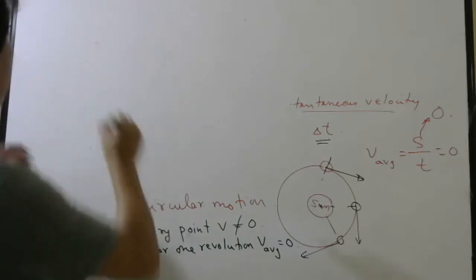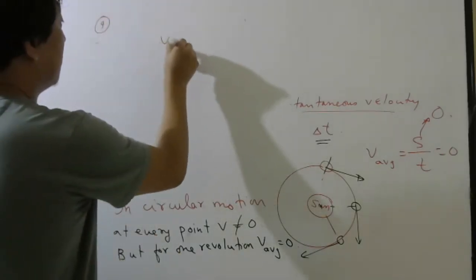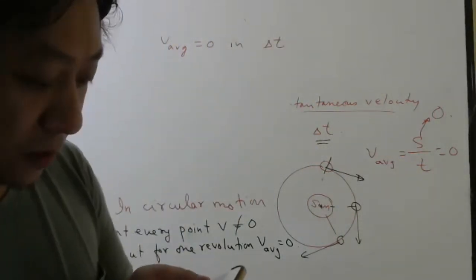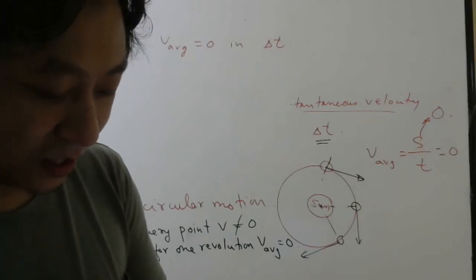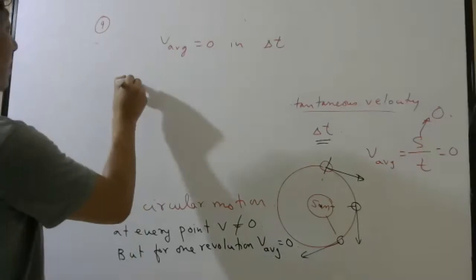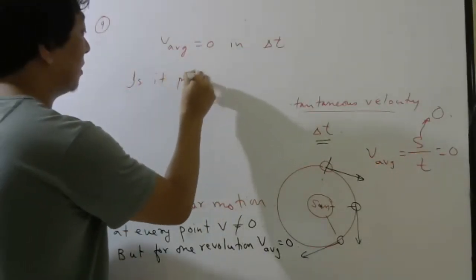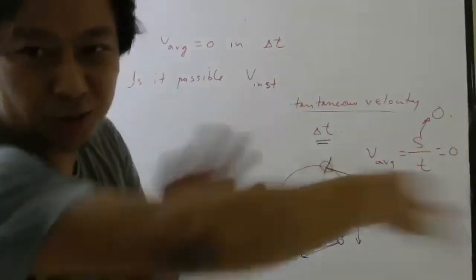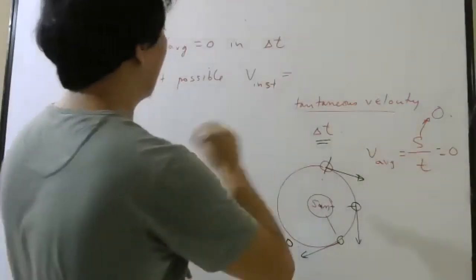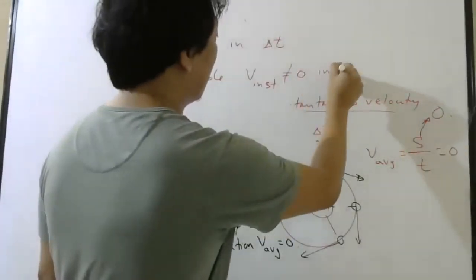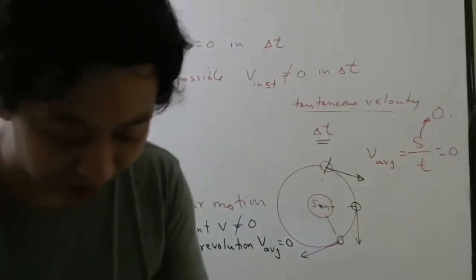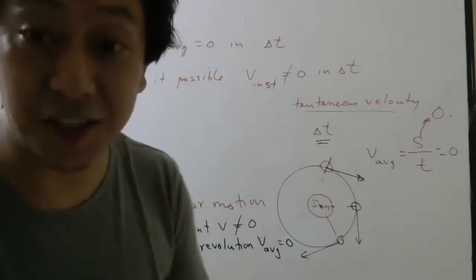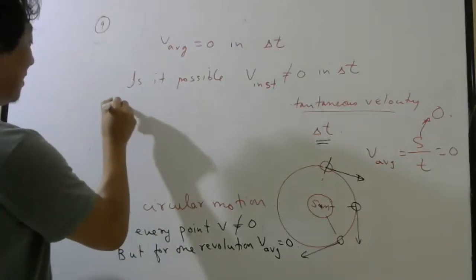Again, they told average velocity is 0 in some time interval. Is it possible that instantaneous velocity is never 0? Is it possible? Instantaneous velocity, let me write like this because it is boring to write the full spelling, is never 0 in this interval. And they have mentioned one small thing. On a straight line. This time it is on a straight line.